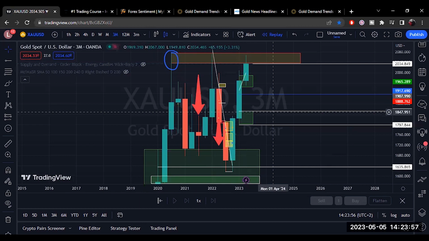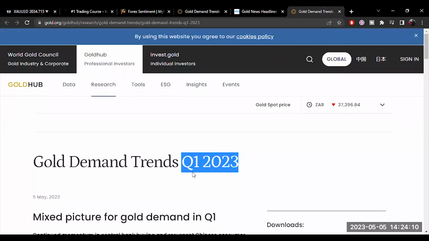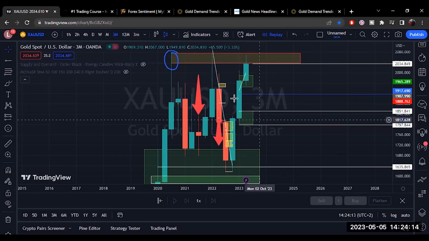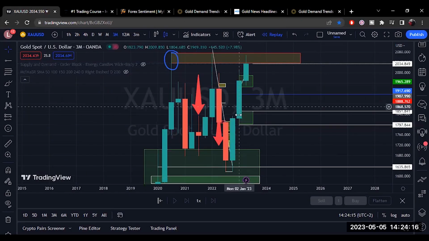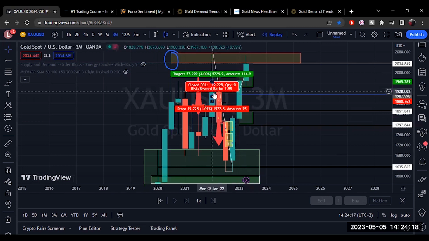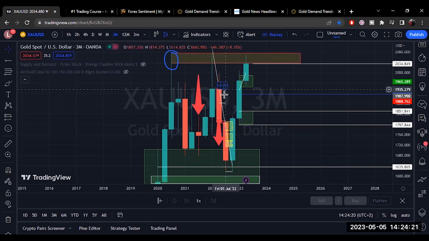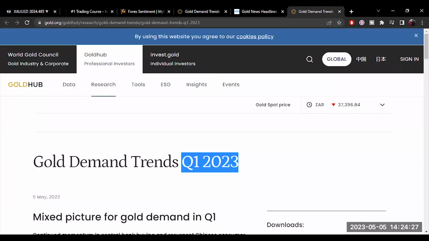And remember, we're in the month of May. I'm making this recording on the 5th of May. That means the second financial quarter of 2023 is not yet over. But the article is talking about the gold demand trends of Q1. When was Q1? January, February, March. It's this humongous candle here that broke these bodies, cleared out all these supplies, where central banks created the trend.